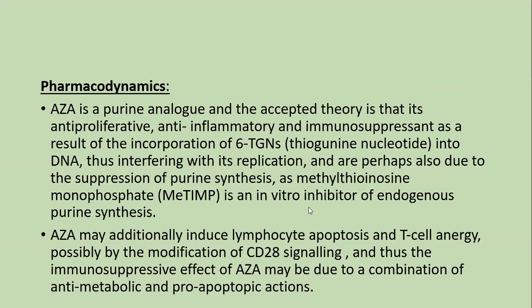Pharmacodynamics. Azathioprine is a purine analog, and the accepted theory is that its anti-proliferative, anti-inflammatory, and immunosuppressive effects are the result of incorporation of 6-TGNs, thioguanine nucleotides, into the DNA, interfering with its replication, and perhaps also due to suppression of purine synthesis, as methylthioinosine monophosphate is an in vitro inhibitor of endogenous purine synthesis. All these are metabolites of azathioprine.